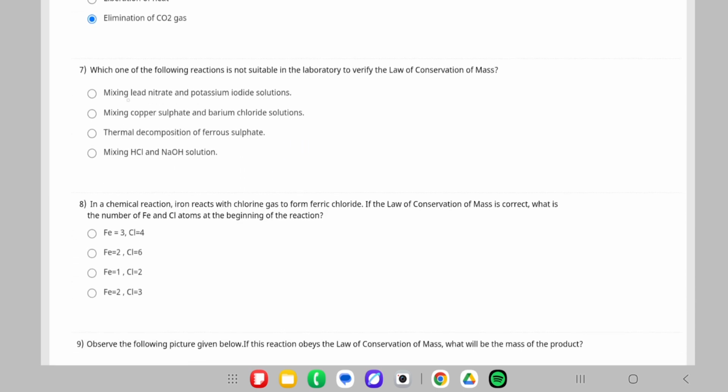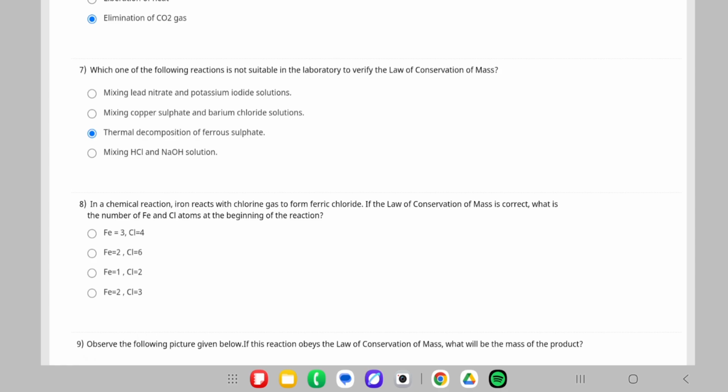Let's take the next question. Which one of the following reactions is not suitable in the laboratory to verify the law of conservation of mass? Lead nitrate and potassium iodide actually show the double displacement reaction. Copper sulfate and barium chloride solution also show it. Thermal decomposition of ferrous sulfate, mixing of HCl and H... is not suitable in the laboratory to verify the law of conservation of mass. Remember, okay? So when we are talking about thermal decomposition, what is going to happen?